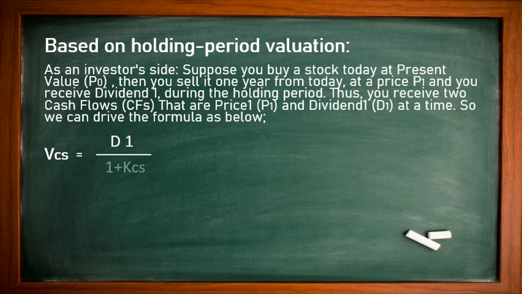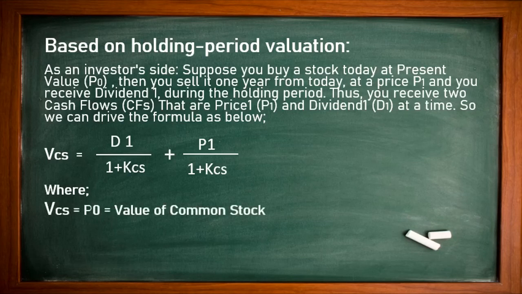It is D1 divided by 1 plus KCS, meaning the cost of capital of common stock, plus P1 divided by 1 plus KCS. So now the formula calculates the present value of D1 as well as the present value of P1. It means the present value of the dividend after 1 year and the price after 1 year. If we go further, we have to go again to my video on time value of money. You can go for long period calculation. We are using the same formula. This is for 1 year. So let's explain the formula here.